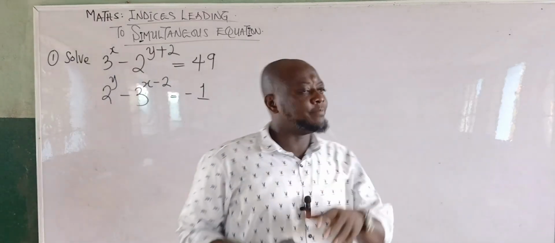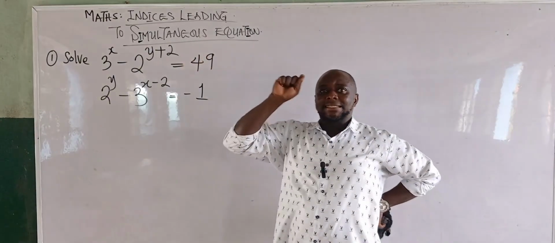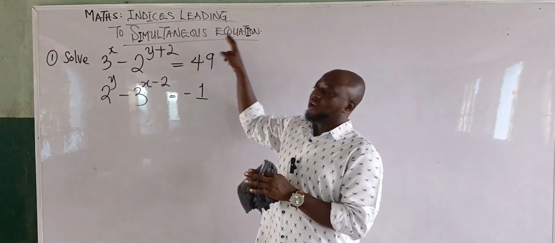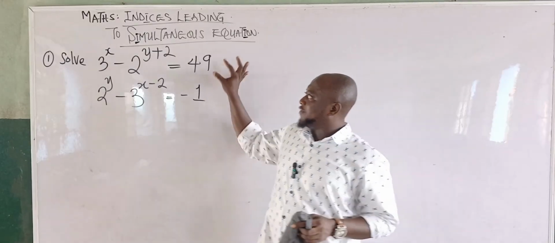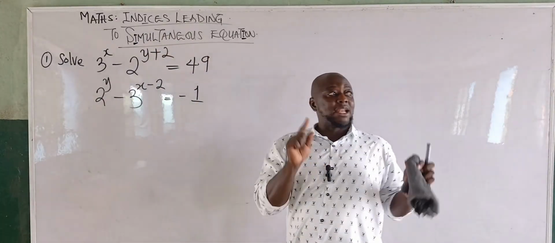Okay, so welcome to case 3 of simultaneous equations. This is indices leading to simultaneous equations, and we have a question like this. So what do we do? What are the following steps?